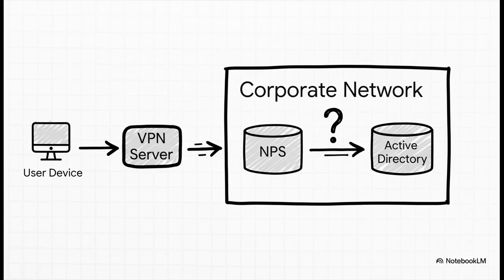The VPN server on the edge doesn't actually decide who gets in. It's just the bouncer at the door. It takes that request and passes it deep inside your network to your NPS server. That's the server that does the real work of checking the user or device credentials against Active Directory. This separation is fantastic because your core authentication service isn't directly exposed to the internet.